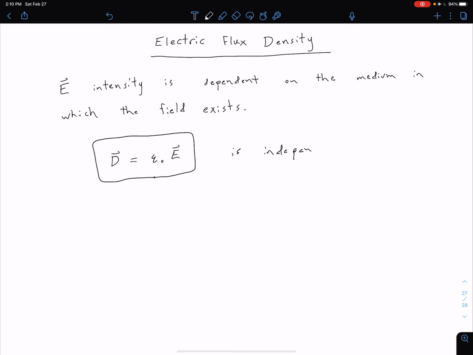So again, this D is going to be independent of our medium. And so this is our electric flux density. The units for our electric flux density are going to be coulombs per meter squared.